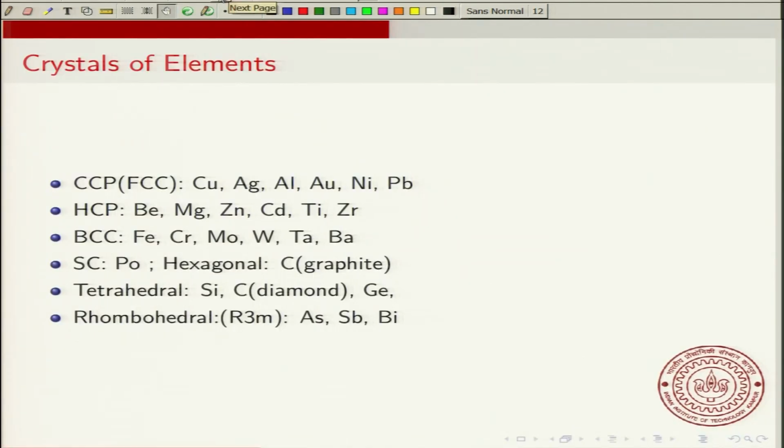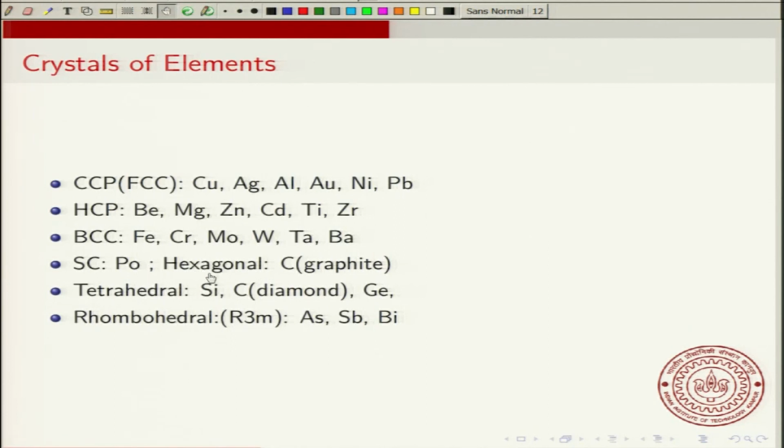So let's look at the crystals of elements. I am just listing some elements and their crystal structures. If you look at the cubic close packed or the FCC, you have copper, silver, aluminum, gold, nickel, lead. These are some of the metals that form a cubic close packed structure. For hexagonal close packed, you have beryllium, magnesium, zinc, cadmium, titanium, zirconium. These are just some of the examples. For BCC, body centered cubic, you have iron. Iron actually also forms an FCC, but at much higher temperatures, at more than 1000 Kelvin. Chromium, molybdenum, tungsten, tantalum, barium, these all form body centered cubic structures. For simple cubic, there is only one example of an element that crystallizes in simple cubic, and that is polonium.